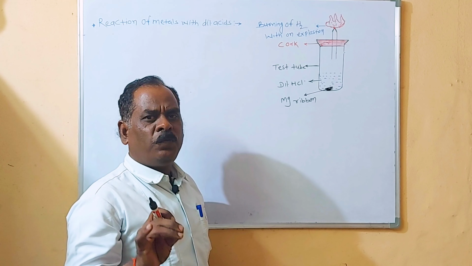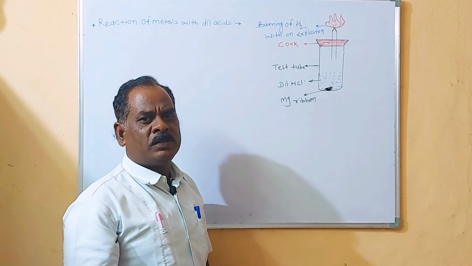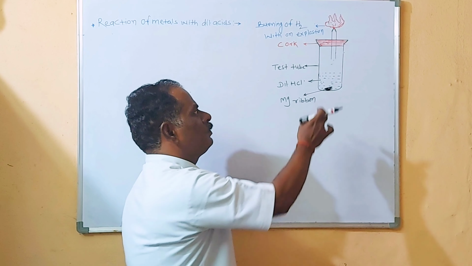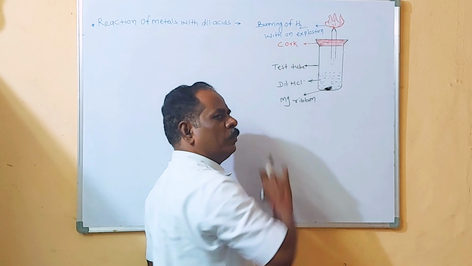First do this activity. Take a hard glass test tube and put a magnesium ribbon in the test tube. Add 5 to 10 ml of dilute HCl and fix the rubber cork having the gas delivery tube to the mouth of the test tube. After a few minutes, gas is liberated in the test tube and comes through the gas delivery tube.